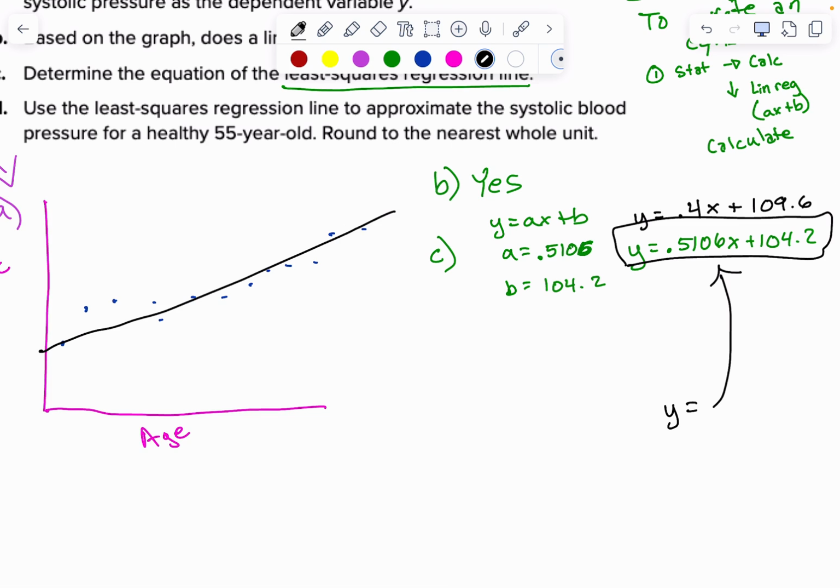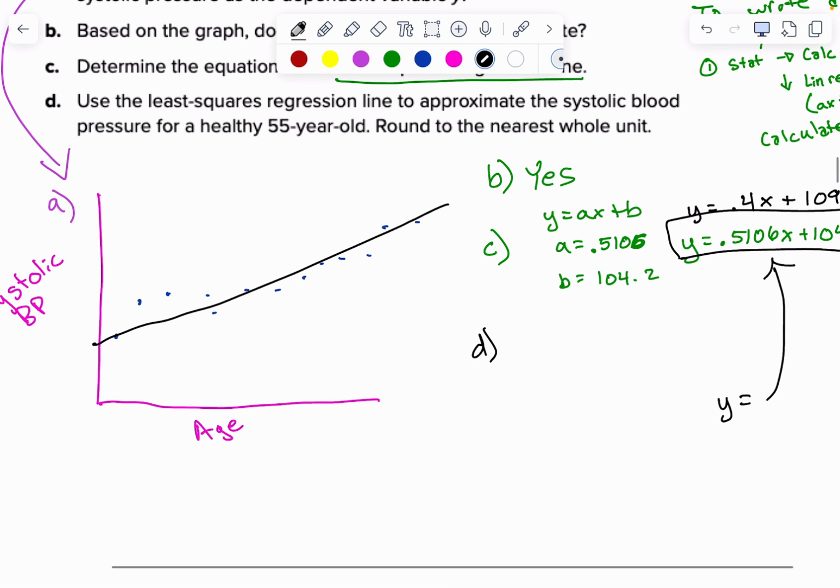How come her dots are smaller than my dots? Because her dots are formatted differently. So you go to second stat plot, and when you go to your plot, you can choose the mark. Do you want it like a box, a cross, or a dot? That's how you change it.